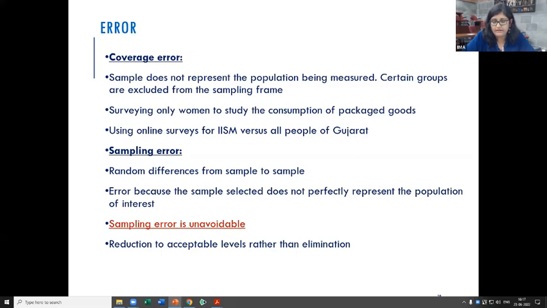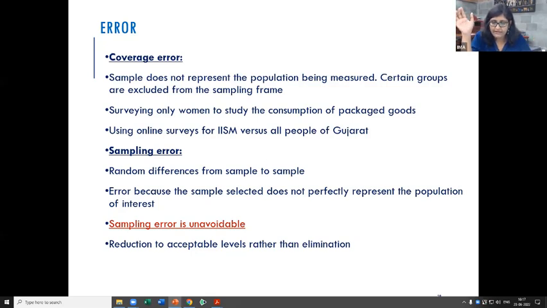A sampling error is a random difference from sample to sample. You choose a sample either by simple random sampling or by some other random method. But every time you choose, it's like tossing a coin. If you do it 10 times, you expect that 5 times it will be the head and 5 times it will be the tail. But it could be 3 times head and 7 times tail, right? Which is why you need to do it enough number of times, let's say 100 times or 1,000 times, so that the distribution becomes 50-50 as you increase the sample size.